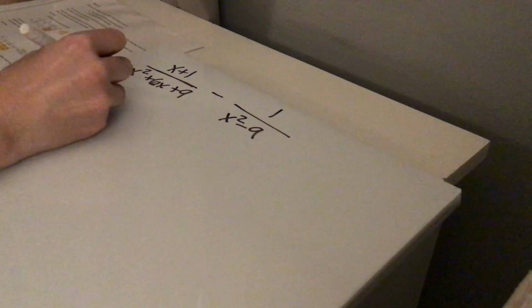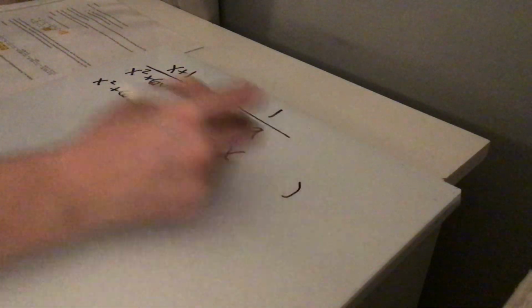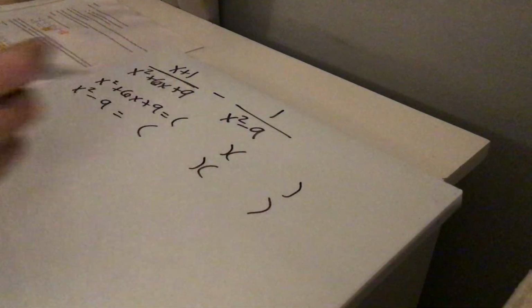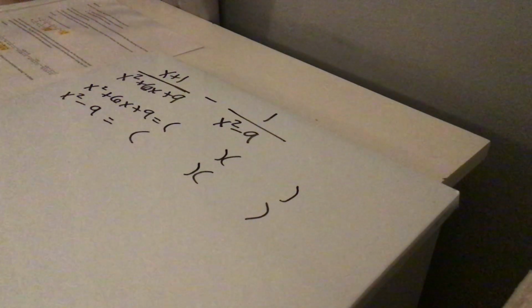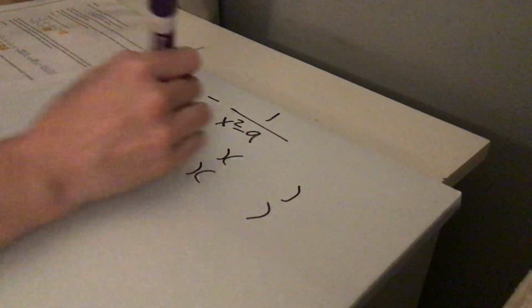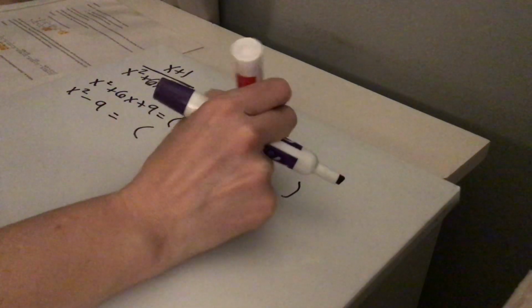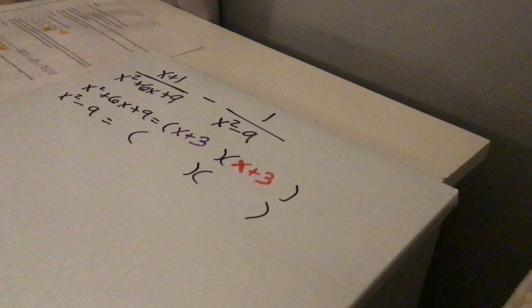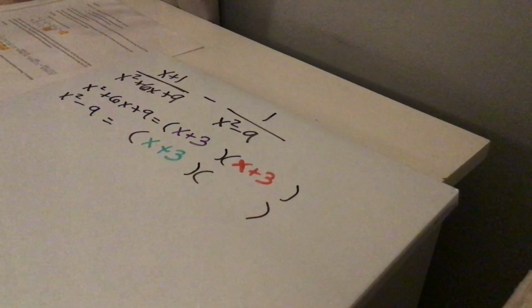So we're going to take x squared plus 6x plus 9, and we're going to write it as a product of linear factors. And we're going to do the same thing for x squared minus 9. So x squared plus 6x plus 9 is going to be (x plus 3) times (x plus 3). And then x squared minus 9 is (x plus 3) times (x minus 3).